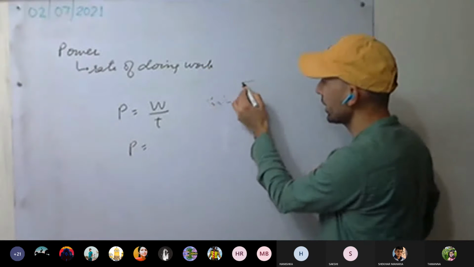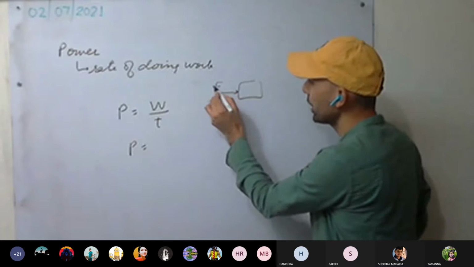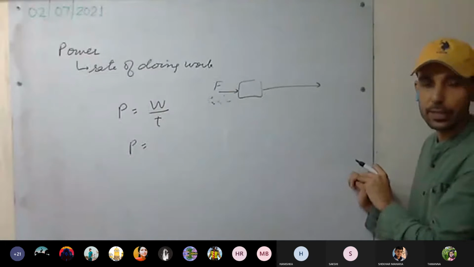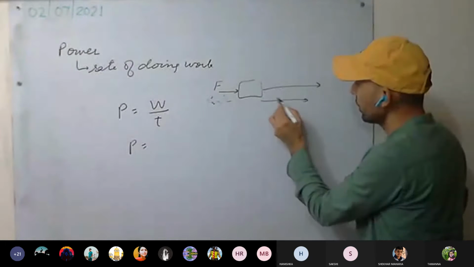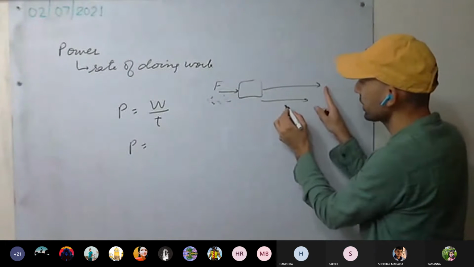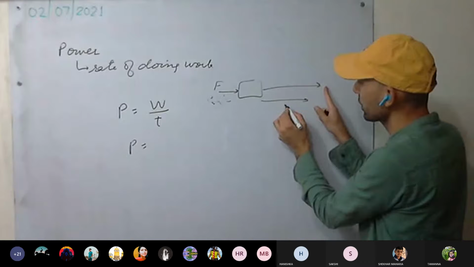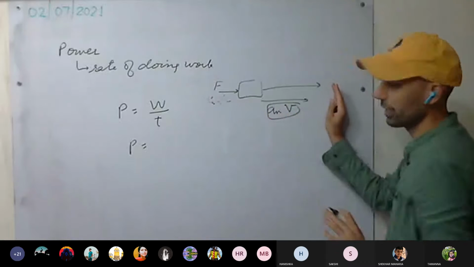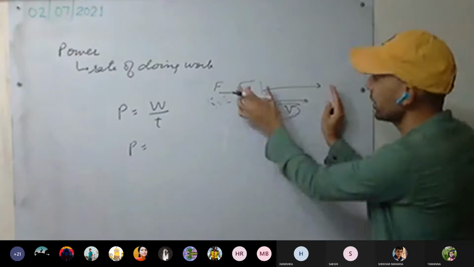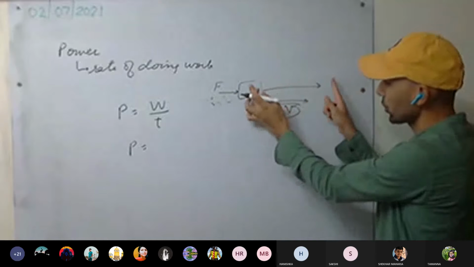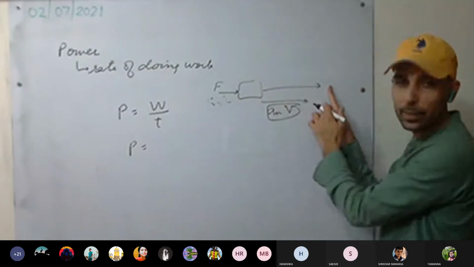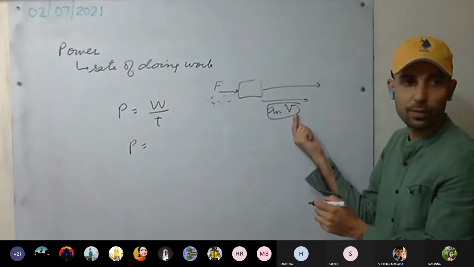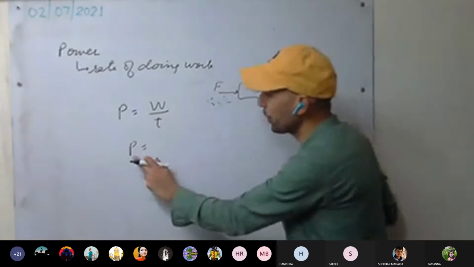For example, a body is there and we have applied force F. It gets displaced and its velocity during the whole journey is v. Let it be average velocity. Body is there, it gets displaced. Total displacement divided by total time taken will give us the average velocity. Yes or no? So we can define power how?